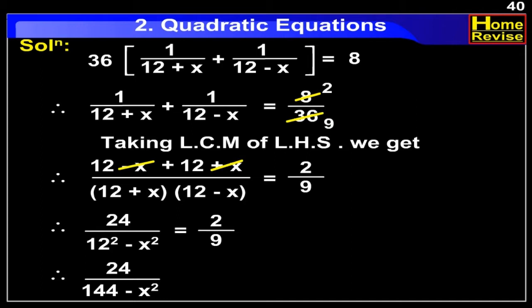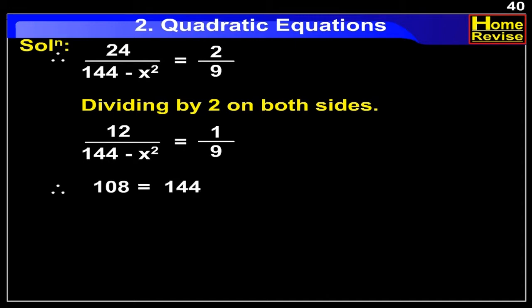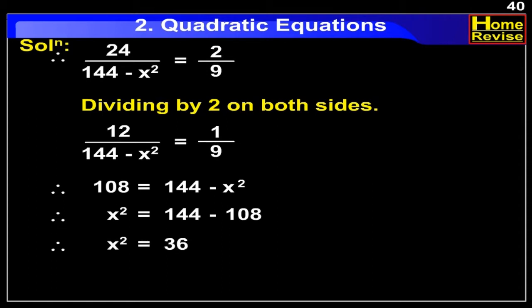Therefore, 24 upon 144 minus x square is equal to 2 upon 9. Dividing by 2 on both sides, we get 12 upon 144 minus x square is equal to 1 upon 9. Therefore, 108 is equal to 144 minus x square. Therefore, x square is equal to 144 minus 108. Therefore, x square is equal to 36.